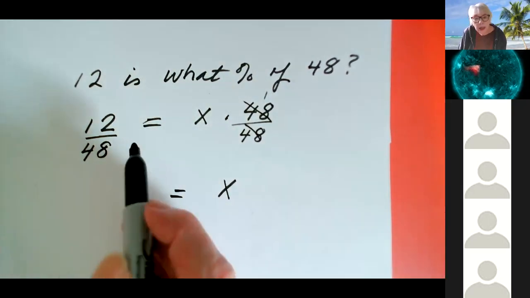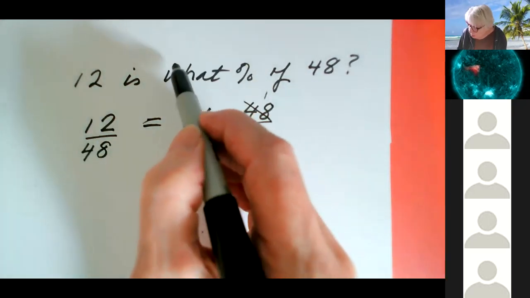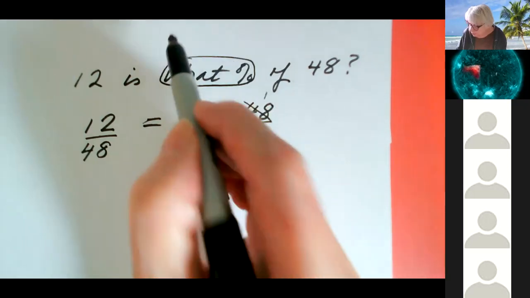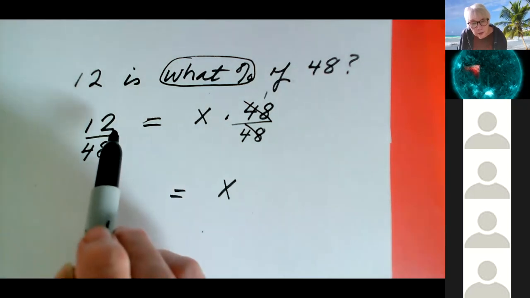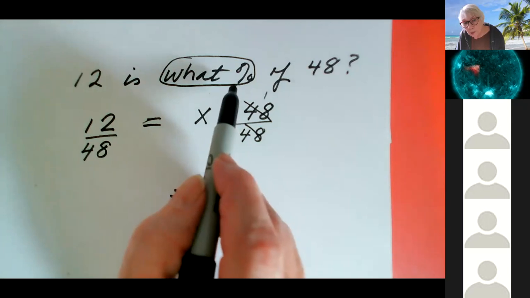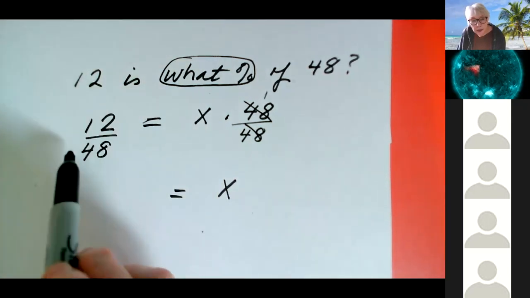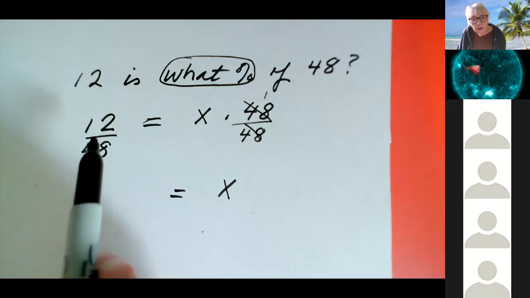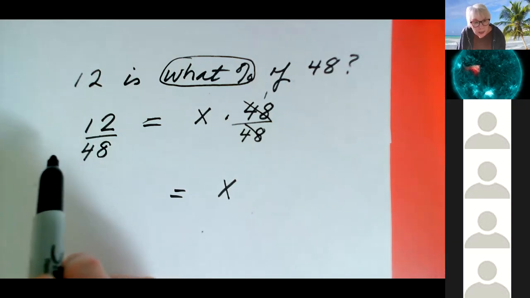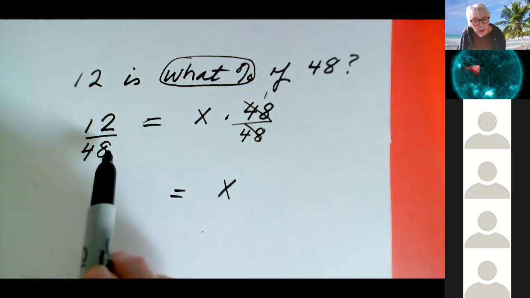X equals. Now this, remember, we wanted a percent. So first of all, this is a fraction. It needs to be a percent. Well, the first thing I notice is this could be reduced. 12 over 48 divides actually by 12. You could do it in 2 steps.